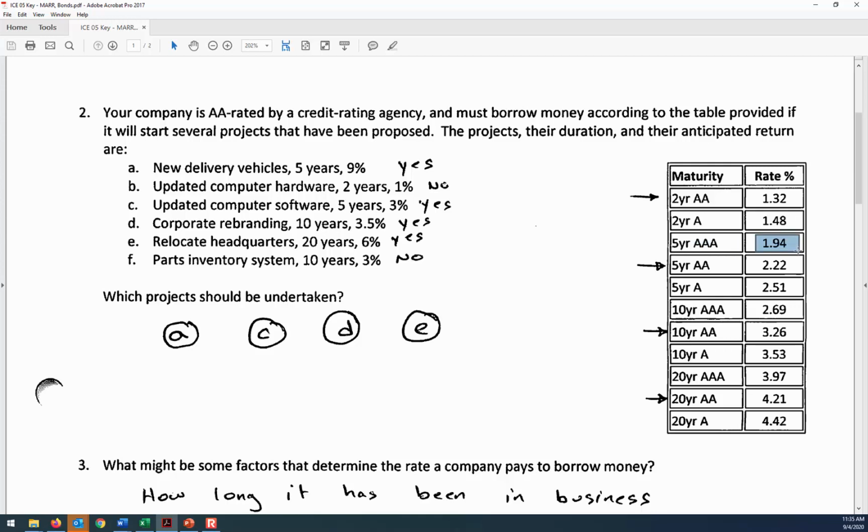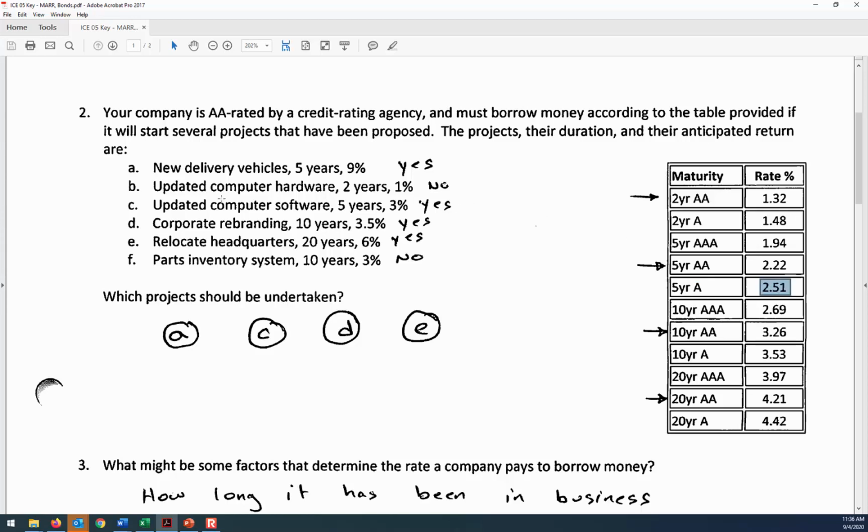And rating agencies look at how long a company has been in business, how many orders they have in their order book, their assets. And so they essentially are independent companies that assess risk. And so a company that has a AAA rating is assumed to be very low in risk. And so that's why they're able to borrow money at a lower interest rate than, say, just a single A rated company would have to pay, 2.51%.